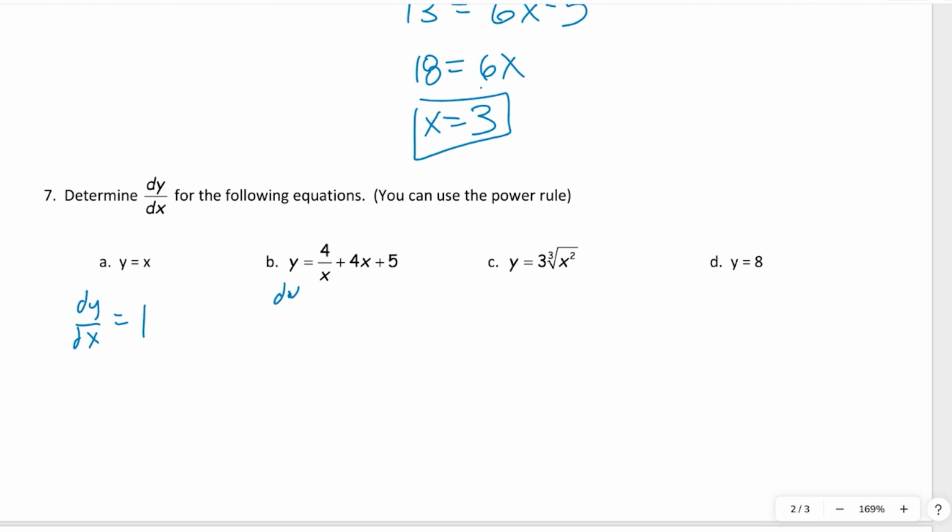The derivative of y with respect to x for b, well, before I actually calculate that, you could also write this, by the way, as y prime. So either one of those is fine. For this one, I'm going to rewrite y as 4 times x to the negative first plus 4x plus 5. And then just use power rule here to find y prime, which is the same thing as dy dx. I get negative 4 x to the negative second plus 4.